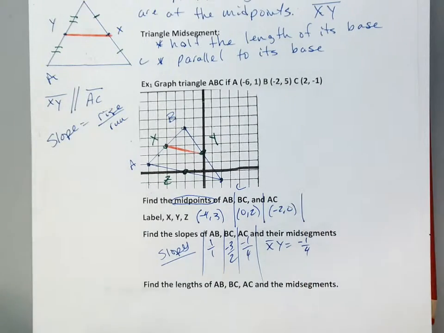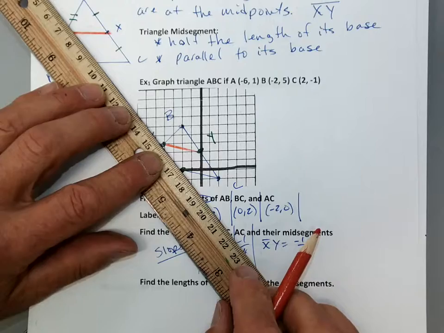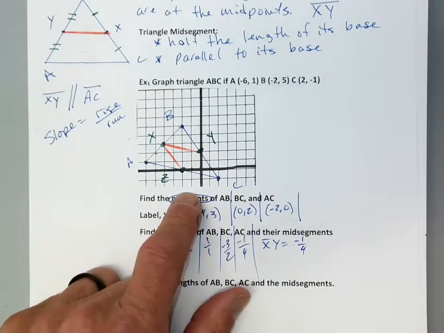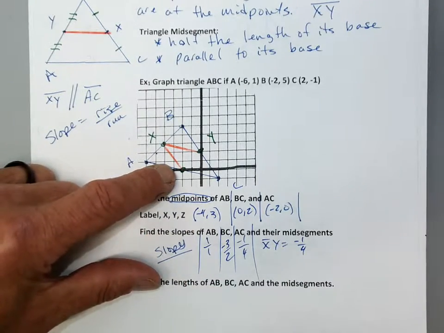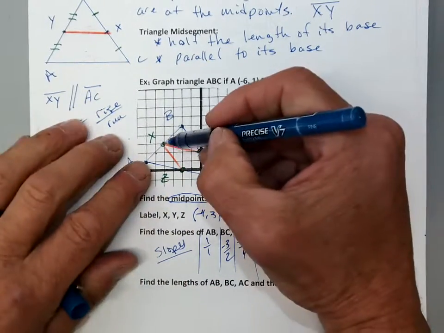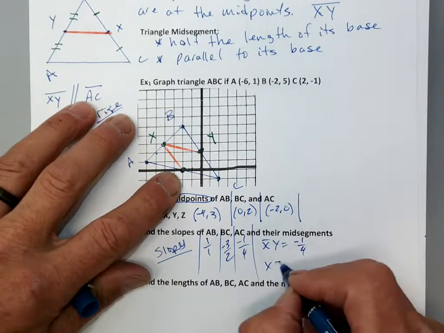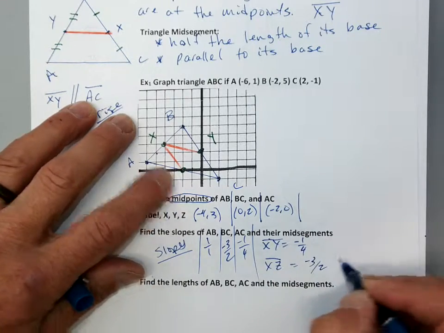Let's draw in another mid-segment. Okay. All right, I'll draw in the mid-segment here. Right there. So that's mid-segment XZ. So what's the slope of XZ? XZ is down 3 over 2.